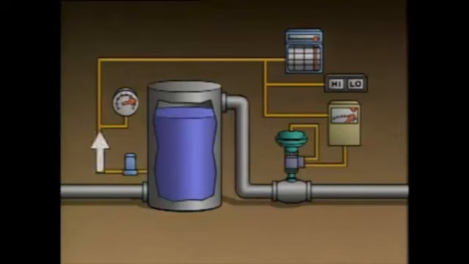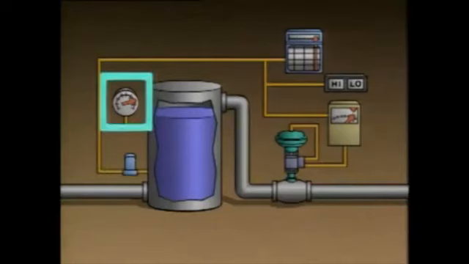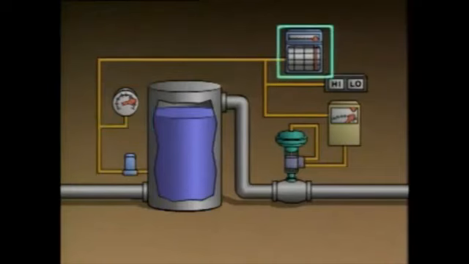The transmitter sends a signal, which is proportional to the value of the process variable, to other instruments in the system. This instrument system also includes an indicator, which shows the current level of water in the tank, and a recorder, which provides a record of the water level over a period of time.